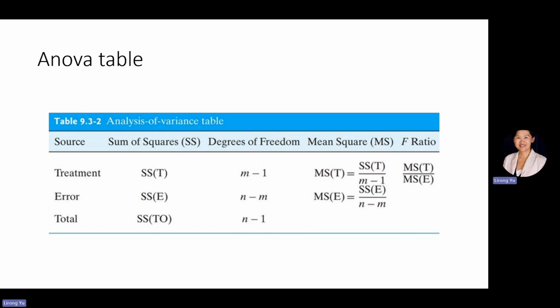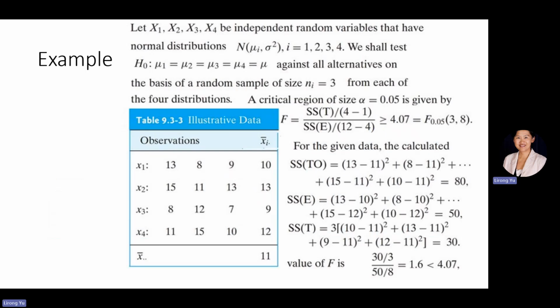Any question? All right, so here is an example. Assume that we are comparing 4 different groups, x 1, 2, 3, 4. We're comparing the means of 4 different groups. So we want to know if mean 1 equals mean 2 equals mean 3 equals mean 4. Okay, so for each one we have 3 observations.